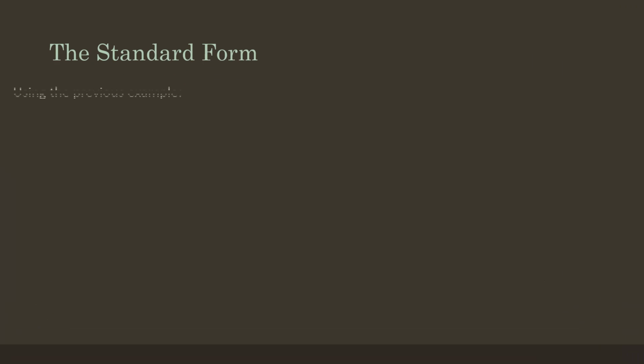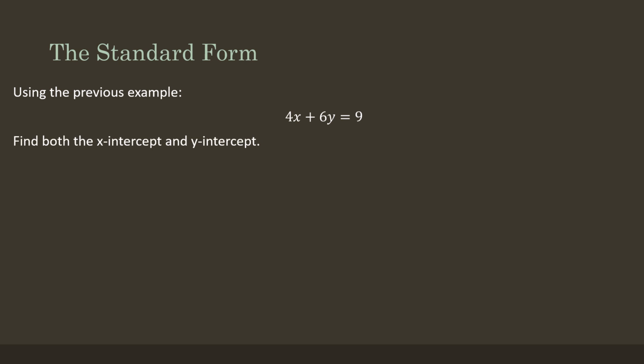Example 2. Using the previous example, 4x plus 6y equals 9. Find both the x-intercept and y-intercept. Let's get to it. One of the advantages of the standard form is that it is simple to find the x and y-intercepts and just plot them on a graph and draw a line through them. You didn't even need to do any extra steps to find the slope, assuming you have a ruler and can draw straight lines, because in math we can't have crooked slopes. At least I don't think so.